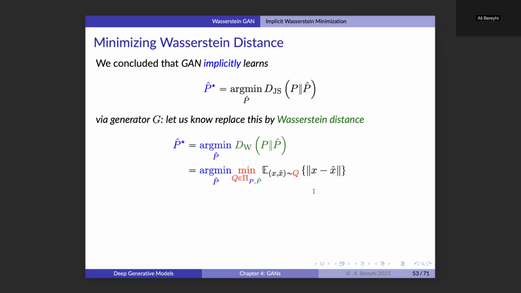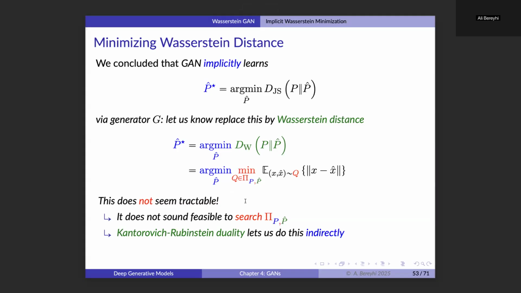Now, we want to solve this problem, but we don't want to solve it by directly going over P hat nor directly going over Q. We want to do it implicitly, meaning that instead of P hat, we're going to play around with a generator. Instead of having access to Q, we need to have access to something more practical, which is computationally feasible. Eventually, it's going to be the discriminator.